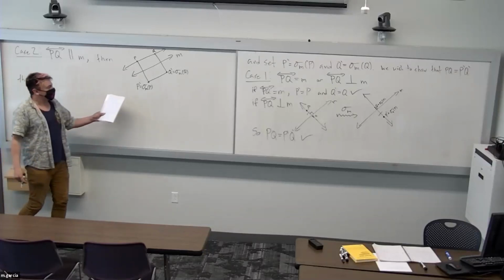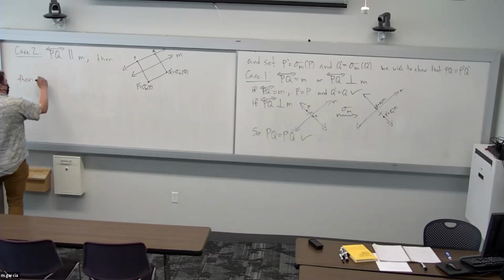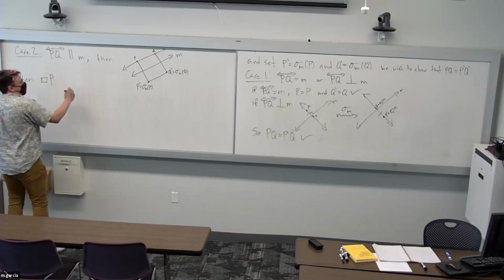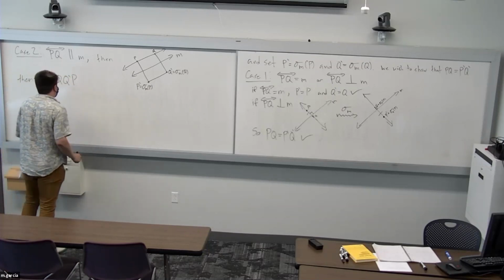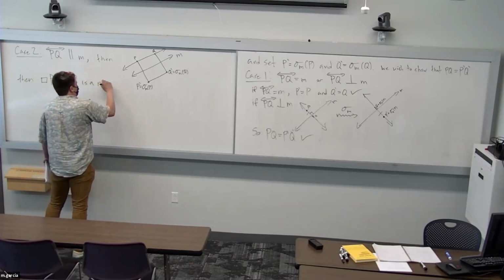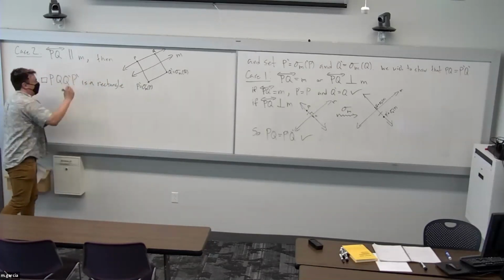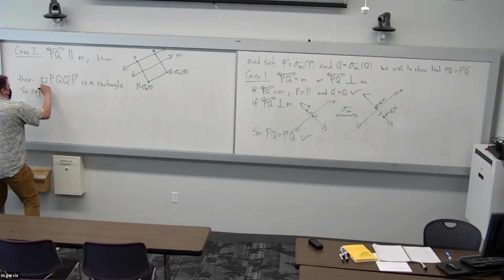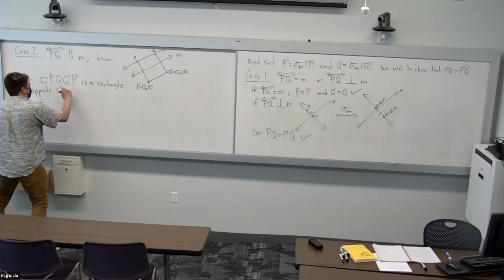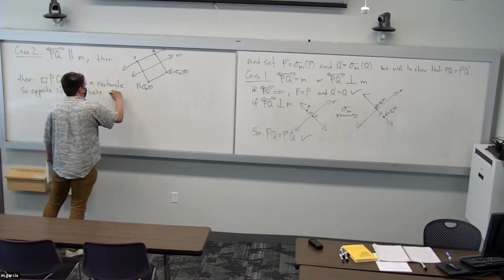Then the quadrilateral formed by these 4 points is a rectangle. Right? Then the quadrilateral P, Q, Q prime, P prime is a rectangle. Sorry? P prime, yeah, sorry, thanks. Is a rectangle. So opposite sides must have the same length.